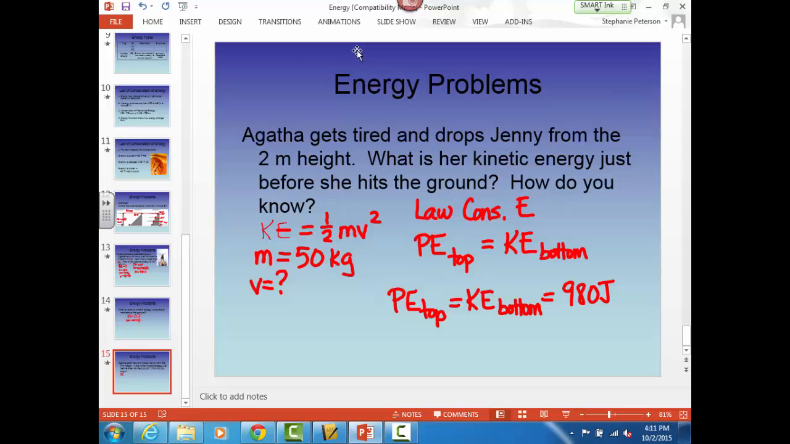I know these equations are going to take some practice. That's why you have a practice worksheet. Please see me if you have questions.